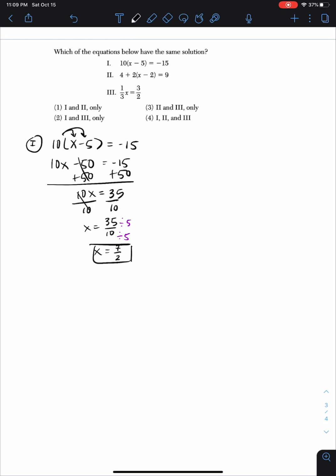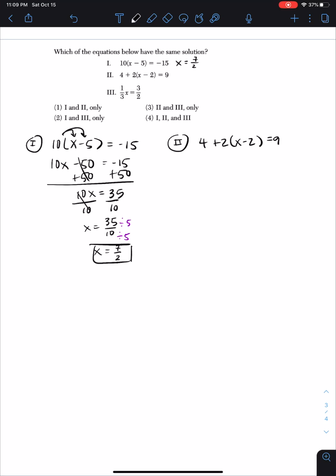So now we're looking to see if any of these other equations have an answer of x equals 7 over 2. So let's look at equation number 2. So we have 4 plus 2 times x minus 2 is equal to 9. So here again, we're going to use distributive.